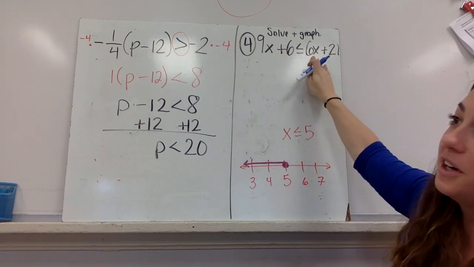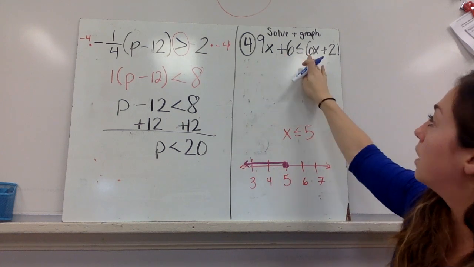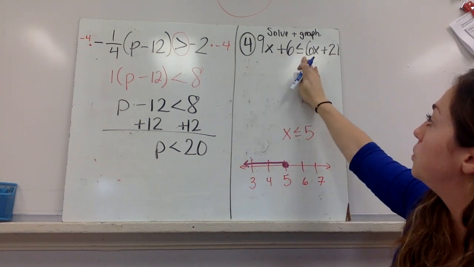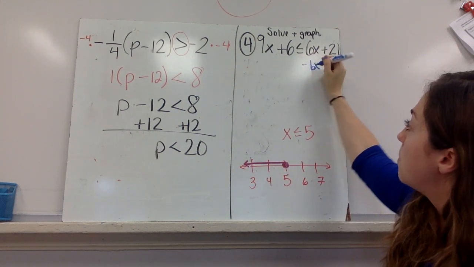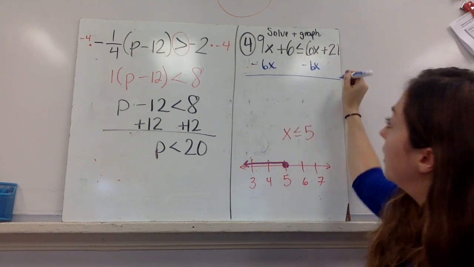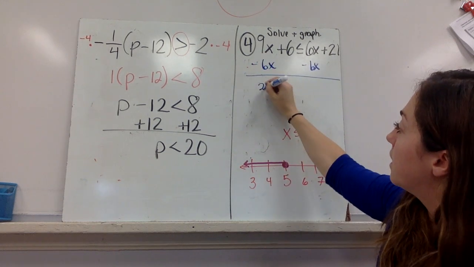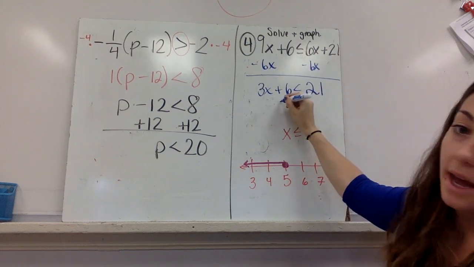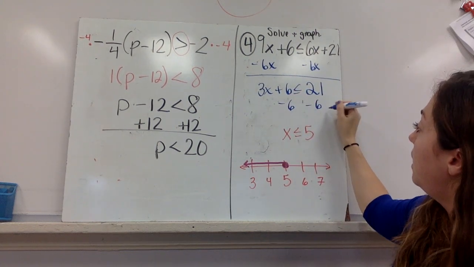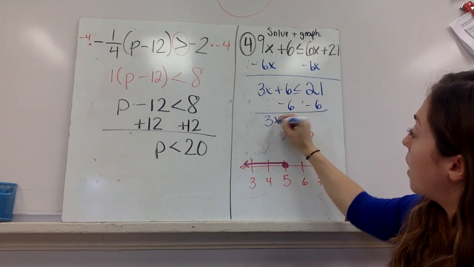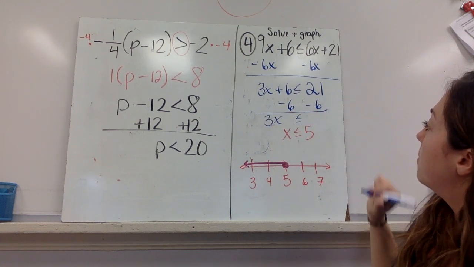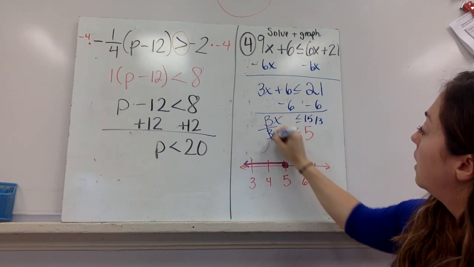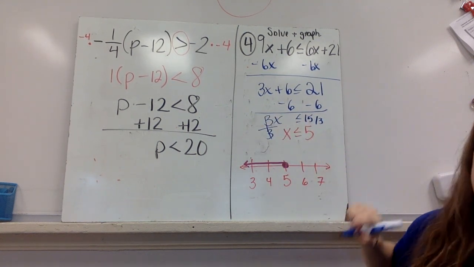All right, so I've got variables on both sides. So I need to move the variables to one side. So I undo one side of them. I'm going to take my smaller value and subtract that from both sides. I then get 3x plus 6 is less than or equal to 21. And now it's a two-step inequality. And I subtract 6. 21 minus 6 is 15. Divide by 3. And I get x is less than or equal to 5.